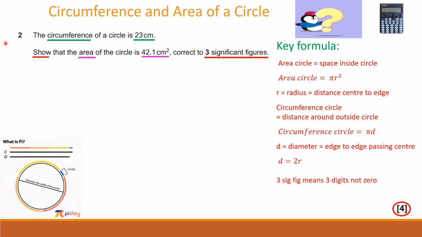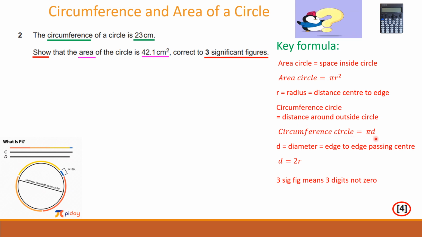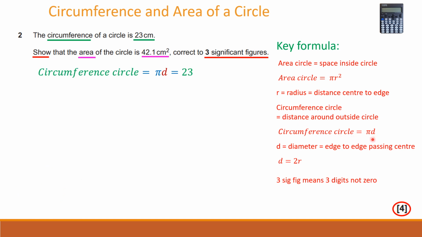Well done, guys. Hopefully you've managed to get yourself an answer and you've managed to show that the area of the circle is 42.1 centimetres squared. So to start with, we're going to look at the information given. We're told that the circumference of the circle is equal to 23 centimetres. We know that the circumference is equal to pi times diameter. So that means pi times diameter is equal to 23.